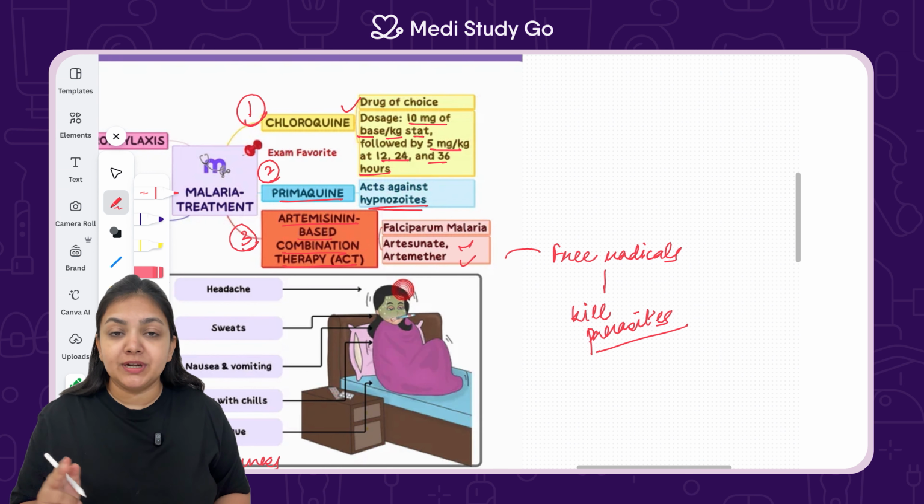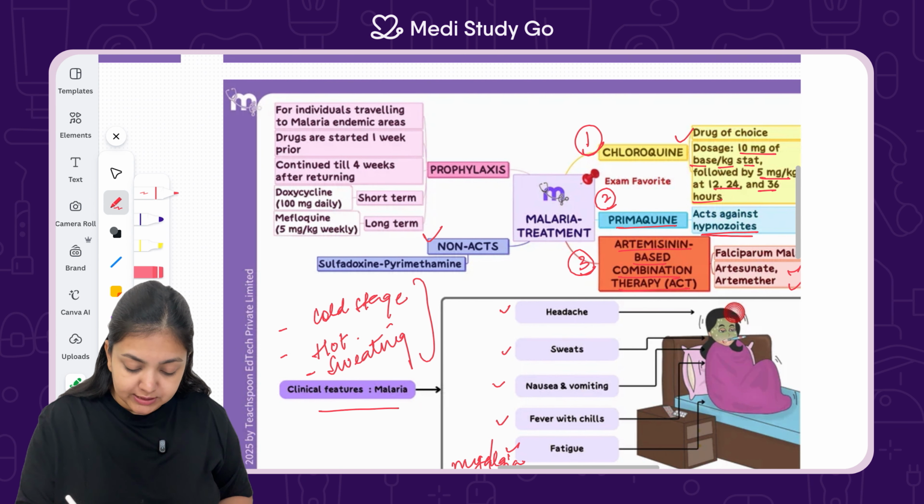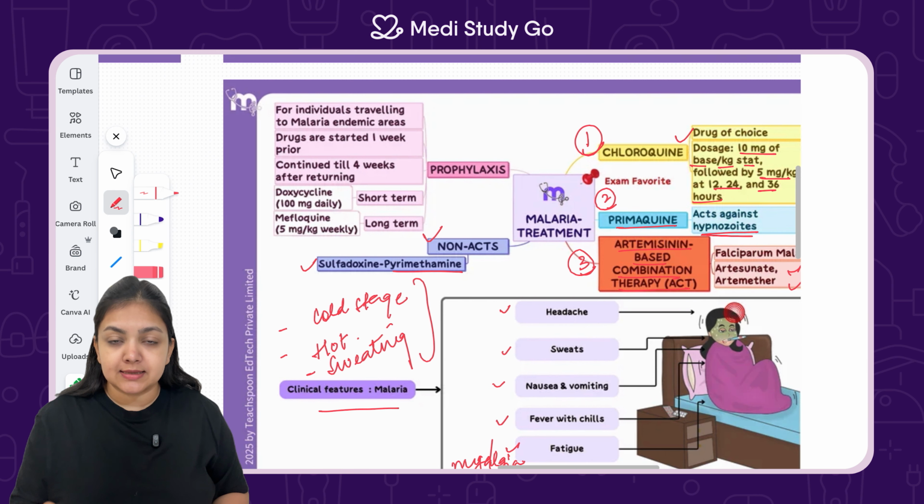So the parasites will be decreased heavily in the body and the severity of the disease can be controlled. Other than this, we can use non-ACTs, which is sulfadoxine pyrimethamine, for the species which are not accepting this drug. And if someone wants a prophylactic treatment, it is mostly suggested for patients who are traveling to cities or countries where malaria is a potent disease.